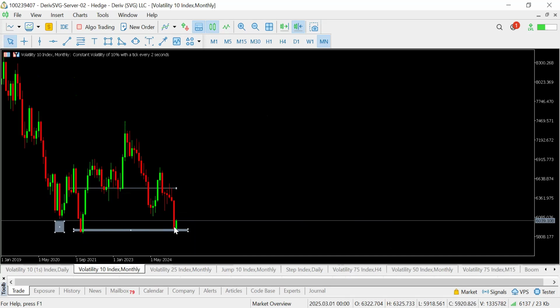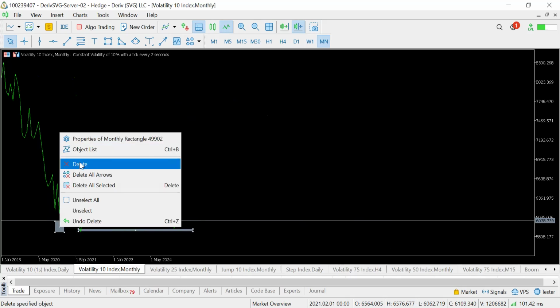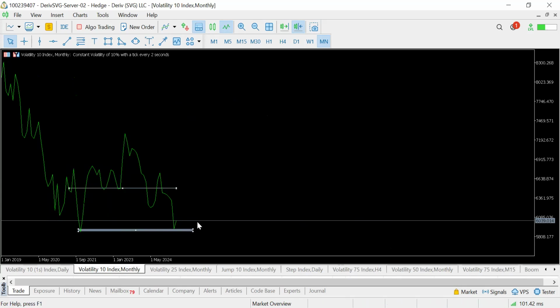And buyers are already coming into the market. This is what I mean. This is a double bottom, these two points, and buyers are already coming into the market. So what I'm trying to say is that even though Volatility 10 is in a downtrend, it is currently making a retracement. And remember, we talk about structures.